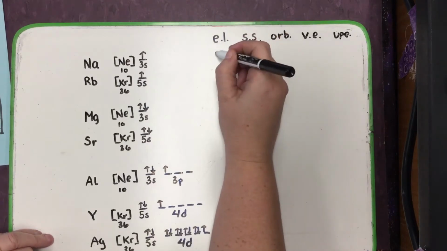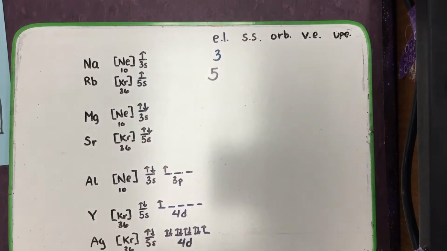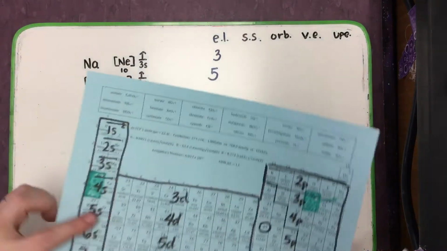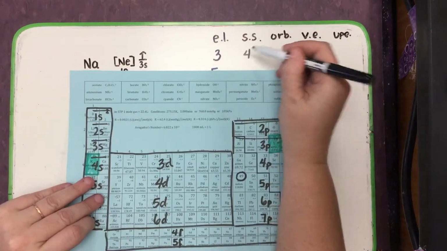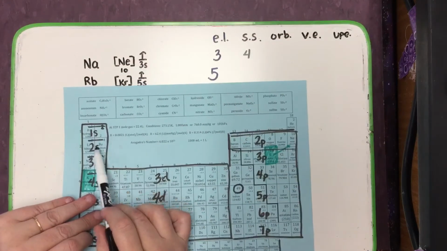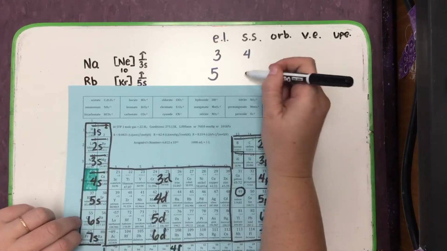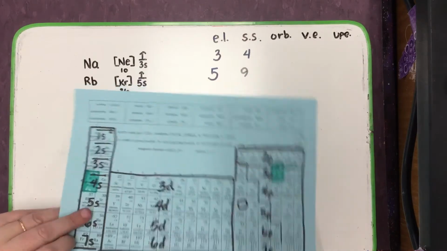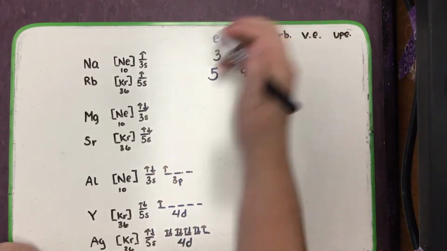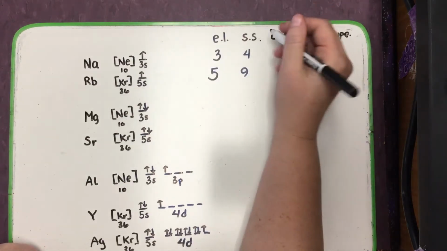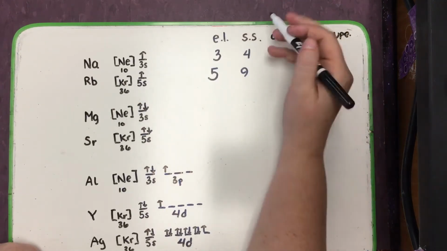So for energy levels of these two, we have 3 energy levels and 5 energy levels. For subshells, for sodium, we've got 1, 2, 3, 4 subshells. And for rubidium, we've got 1, 2, 3, 4, 5, 6, 7, 8, 9 subshells. Orbitals, we take our noble gas, so that's 5 plus the lines, so that's 6. Noble gas divided by 2 plus any lines you drew. 36 divided by 2 would be 18, plus 1 more is 19.